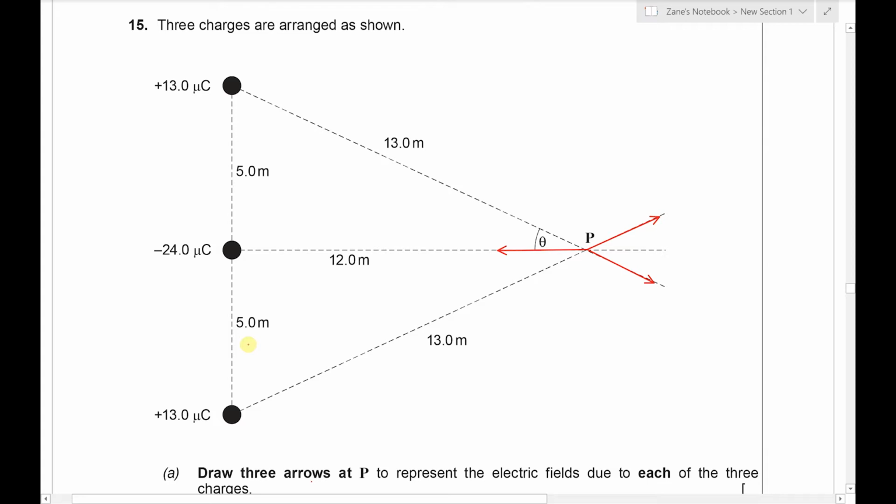The key to this is to remember that electric fields are defined in terms of positive charges here. So we imagine that there is a positive charge at P. This 13 microcoulomb charge at the top left is positive and it would repel the charge at P. So we draw an arrow pointing away from P. Similarly with the 13 microcoulomb charge at the bottom, that would also repel P. So again we can draw an arrow pointing away from P. The negative 24 microcoulomb charge will attract the positive charge at P, so we draw an arrow to represent it to the left.